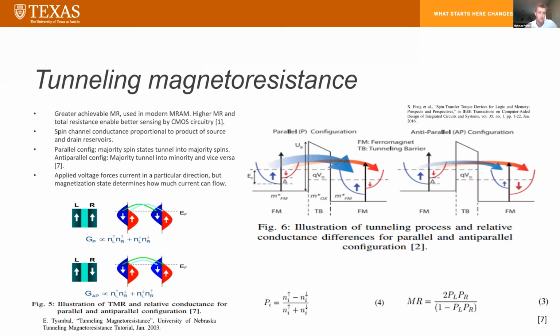Basically, the higher MR ratio and the higher total resistance enables better sensing by CMOS circuitry. Of course, the main physical mechanism by which this happens is just a difference in the relative density of states in the outgoing and incoming electron reservoirs for the majority and the minority spins.